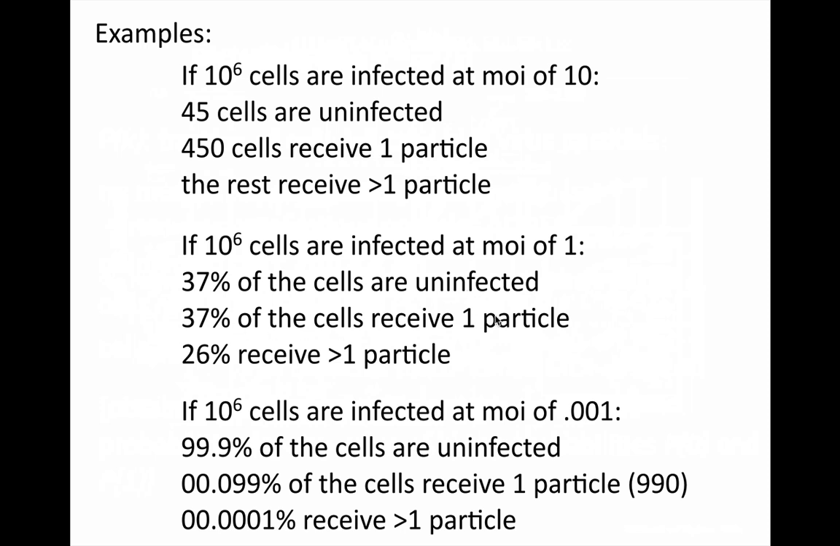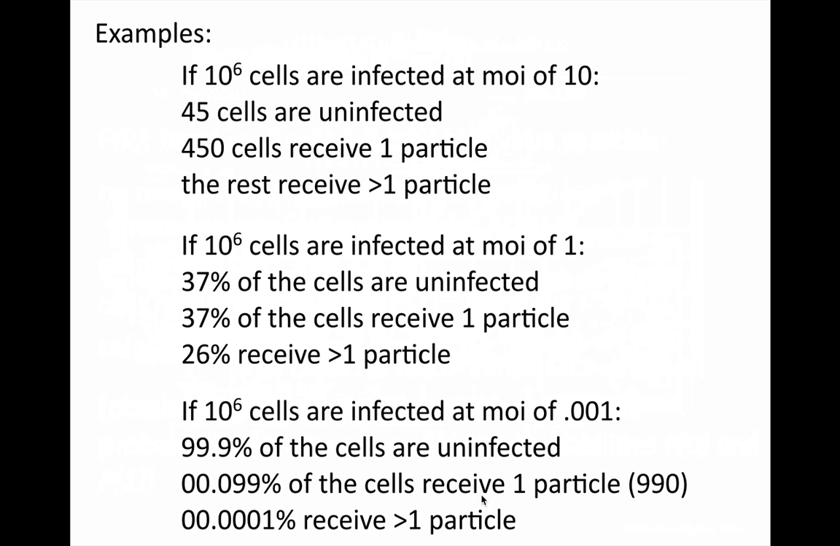37% of the cells get one particle, and 26% get more than one. So the uninfected cells are 37%, and the rest are infected. And in a million cells infected at an MOI of 0.001, 99.9% of these cells are uninfected. But some are infected: 0.099% get one particle, which is 990, and 0.0001% get more than one particle. So this is a very, very low infection.